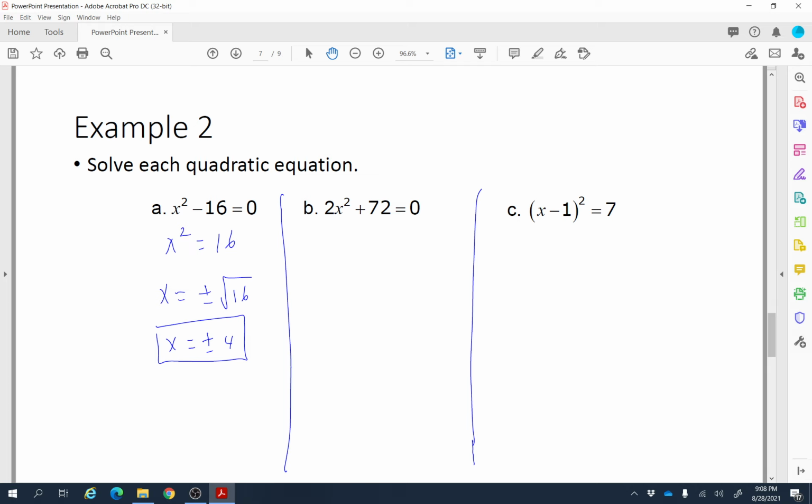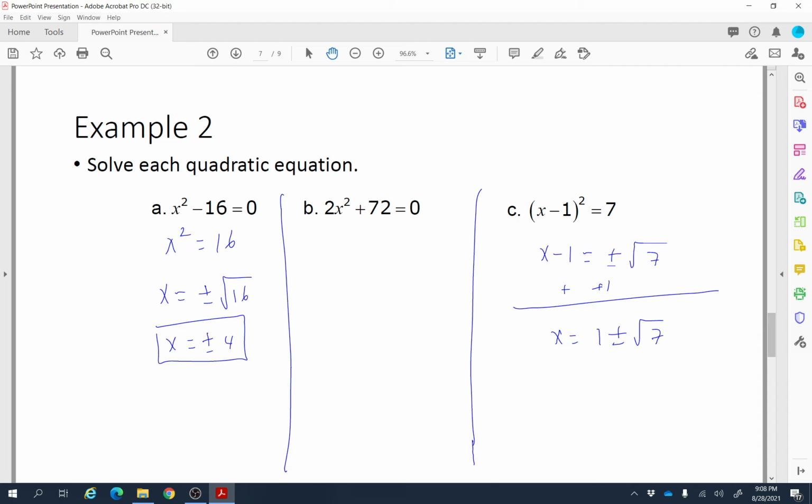Before doing b, I'm going to do part c. We can use the very same thing for x minus 1. This square root property can be used for any big expression as well. So if you have x minus 1 squared is 7, you can write x minus 1 is plus or minus square root of 7. Now to find the value of x, we can just add 1 to both sides. By doing that, x would be 1 plus minus square root of 7.